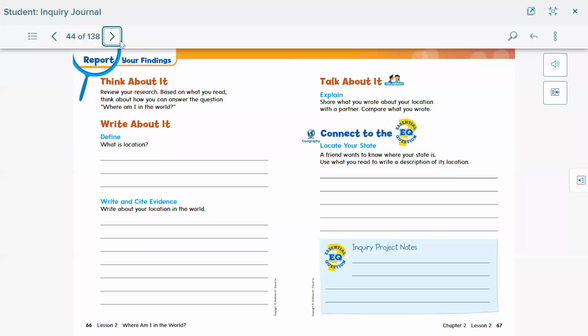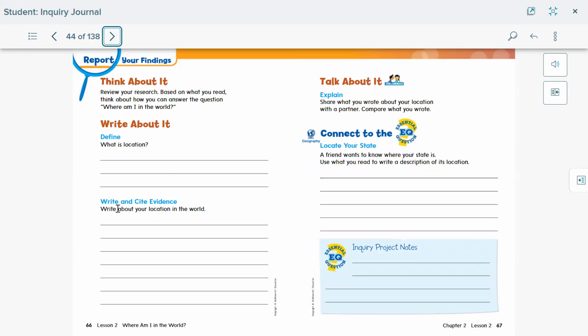Let's go to the next page, and we see the next exercise. Now, this is like a little revision for all that we covered. Let's make sure that you understood the lesson. So define what a location is. Location tells where a place is. Any place, every place you remember has a location. So location tells where a place is.